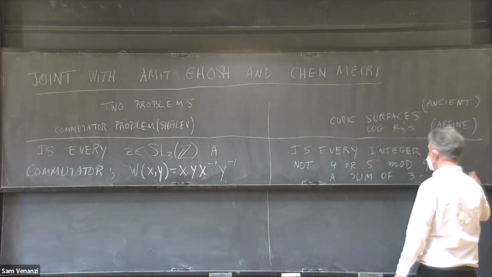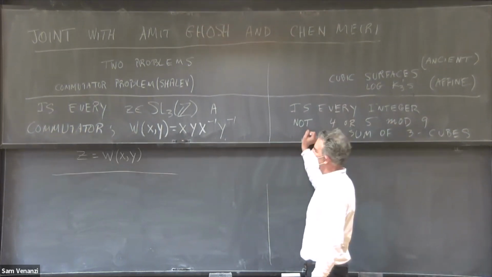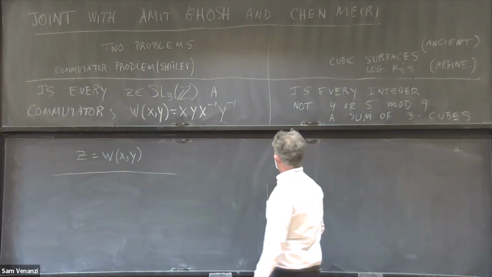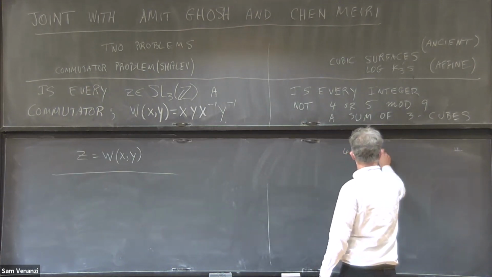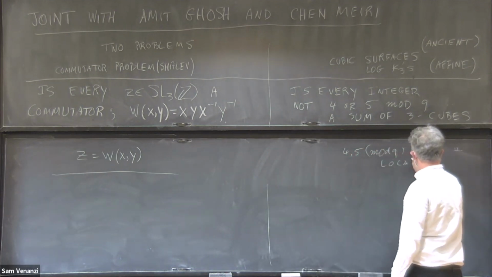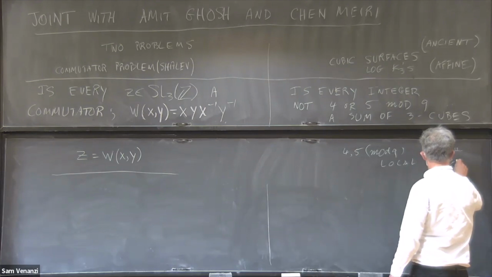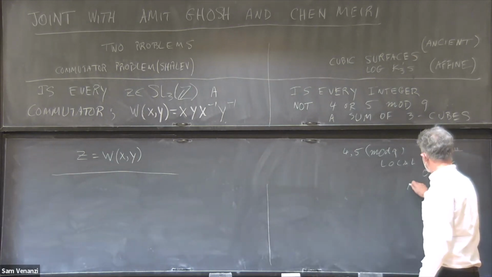I find these problems are actually very similar. I will explain. Notice here that 4 or 5 mod 9 are local congruence obstructions. Check it. These are the only obstructions. This is elementary.